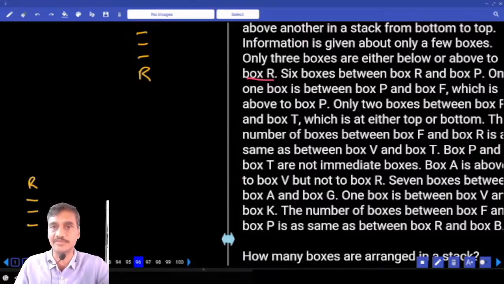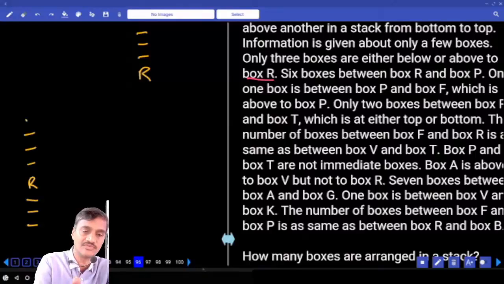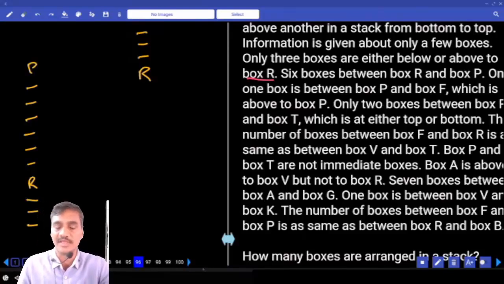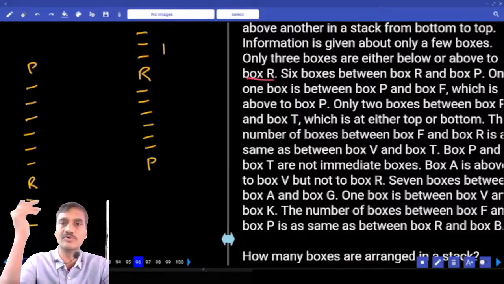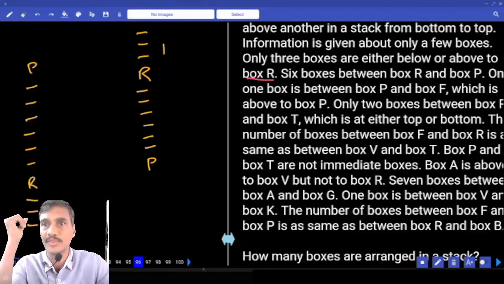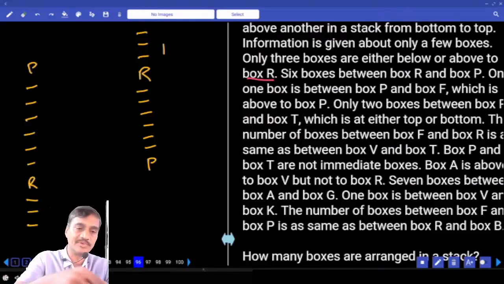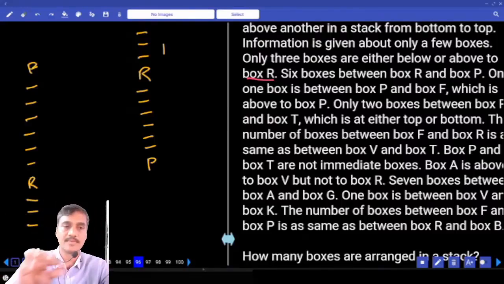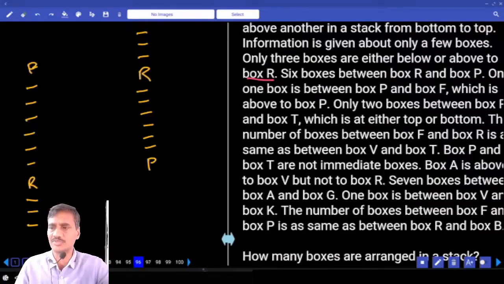6 boxes between R and P. In between R and P, how many boxes? 6 boxes. As R is here, 1, 2, 3, 4, 5, 6. Now this is P. And 6 boxes between R and P. Again in this one R and P. Now 1, 2, 3, 4, 5, 6 R and P. అమ్మా ఈ కేసులో P R కన్నా పైన ఉండకూడదా? ఎందుకు ఉండకూడదు? పైన ఉంటే only 3 boxes are above this R, which is not possible. అందుకే P cannot be above this R. Hence R and P, this is the case we have. 6 boxes between R and P.